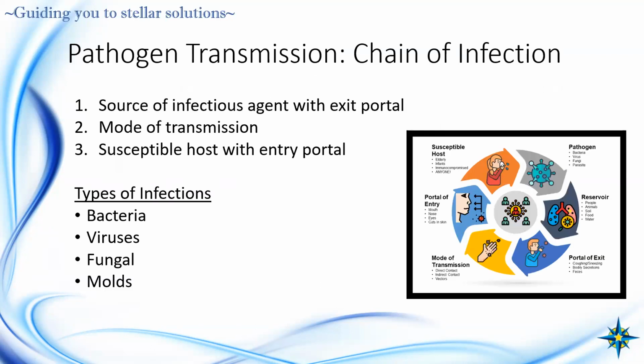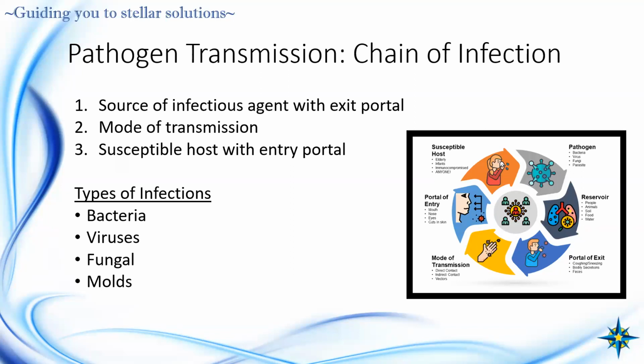So the first thing is looking at pathogen transmission. They need to know that there are sources of infectious agents with an exit portal, a mode of transmission, which can be us, and then the susceptible host with an entry portal, which would be our residents. The types of infections are bacterial, viruses, fungal, molds, or protozoa, which are the same thing. So our goal as healthcare providers is to break that chain.